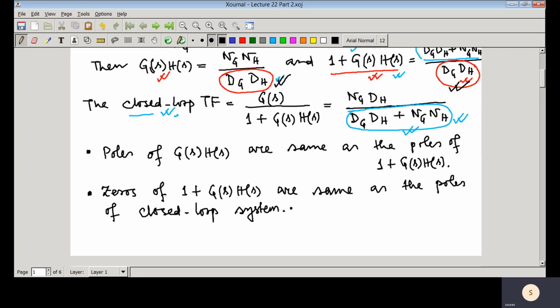So that means we all know whether the closed loop system would be stable or not. A closed loop system is stable when all the poles of the closed loop transfer function are in the open left half of the S-plane. This can be described in terms of the zeros of 1 plus G(s)H(s), because the zeros of 1 plus G(s)H(s) are the same as the poles of the closed loop system.